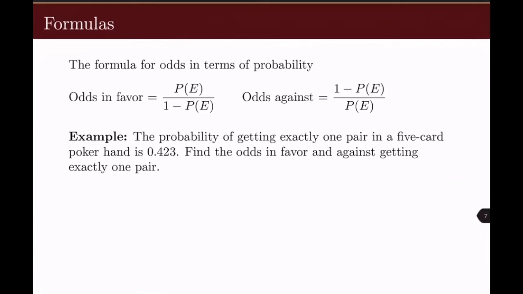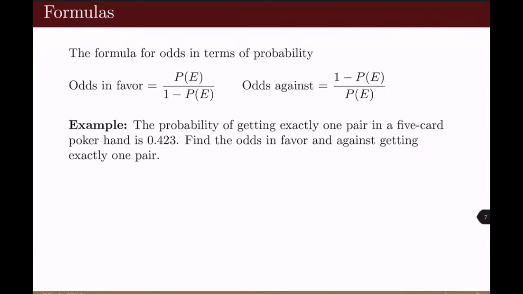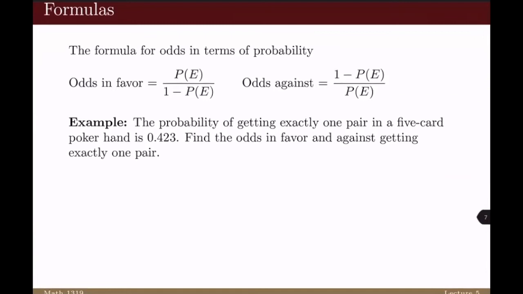you can also use probability to determine the formulas for odds in favor and odds against. So the probability of getting exactly 1 pair in a 5-card poker hand is 0.423. Find the odds in favor and the odds against of getting exactly 1 pair. So first, we know that the probability of our event E is equal to 0.423 because it's given here. Our event E is getting exactly 1 pair. So this is E.